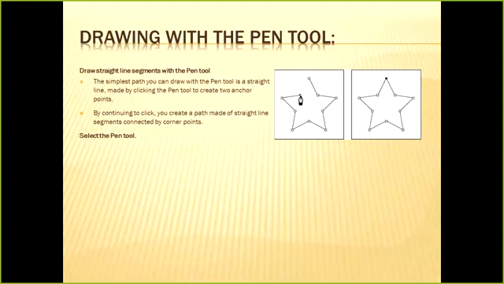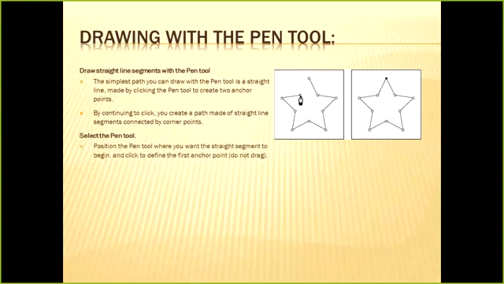What you do next is you come to where you began, right there, and you click to close the path. And when you do that, you'll see that little symbol, a little circle, will appear, and that will indicate that you're going to close the shape. I will show you that later when I do my demonstration.